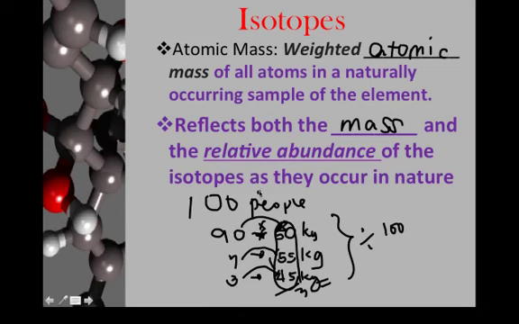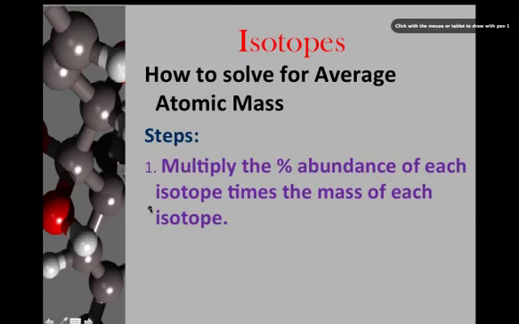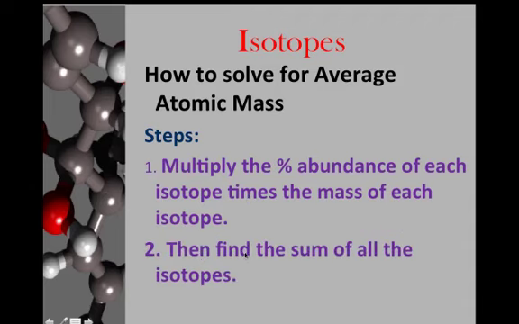And so we did some math here to find an average of the mass of people. Let's do the mass of... We only have 2 steps that we're going to follow. First, we're going to multiply the percent abundance of each isotope times the mass of each isotope. And the second one is find the sum of all the isotopes. So we're multiplying first, then we're adding.